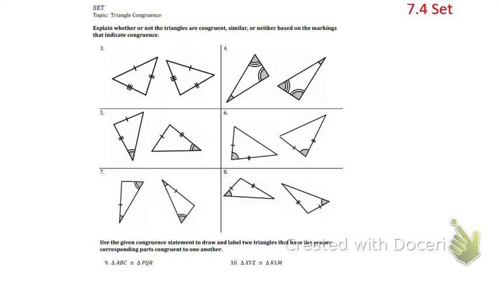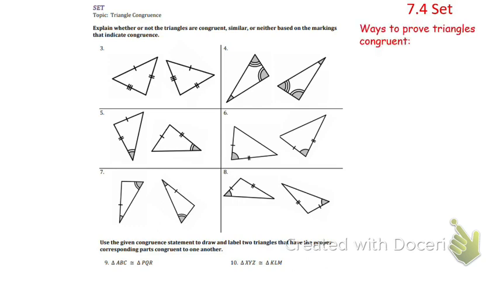In the 7.4 set, we're going to begin with the first 6 problems where we're going to determine whether the triangles are congruent, similar, or neither, based solely on the markings that indicate congruence. Now, to do this, there are 5 ways to prove triangles are congruent, 1 way to prove triangles are just similar, and then 1 method that doesn't work.